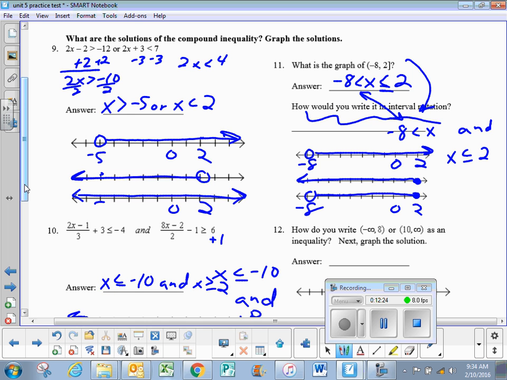Well, this x is the comma. So this is saying that x is between negative 8, not including negative 8, and goes to 2, including 2. So x is in the middle, in between those two numbers. x is greater than the negative number. x is greater than negative 8.